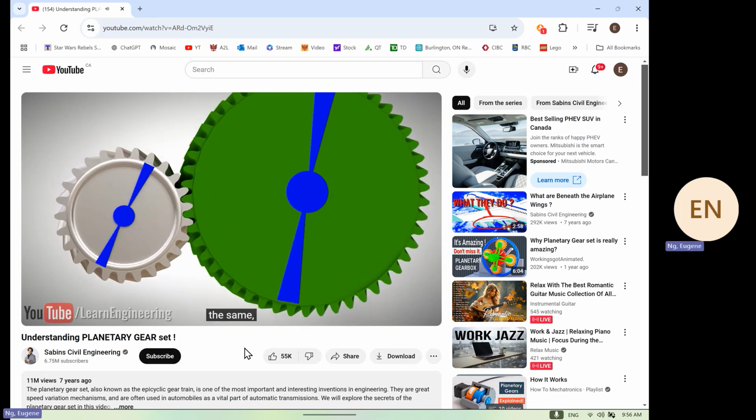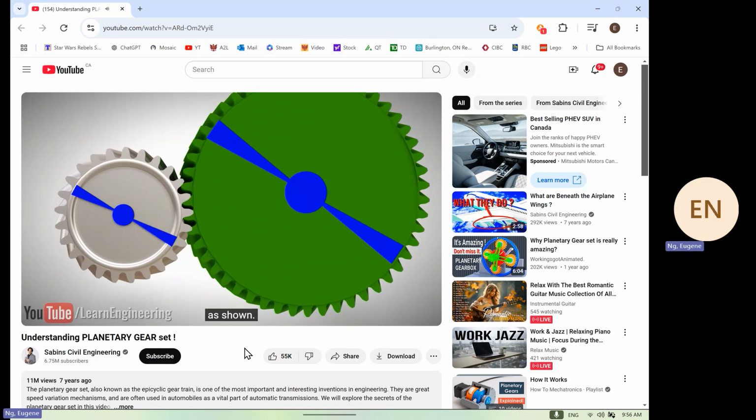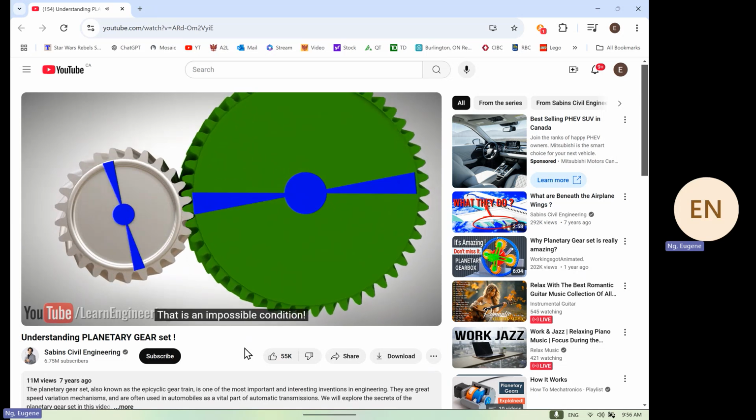The speed has to be the same. Otherwise, the gear teeth will penetrate each other as shown. Can you see that? An impossible condition.